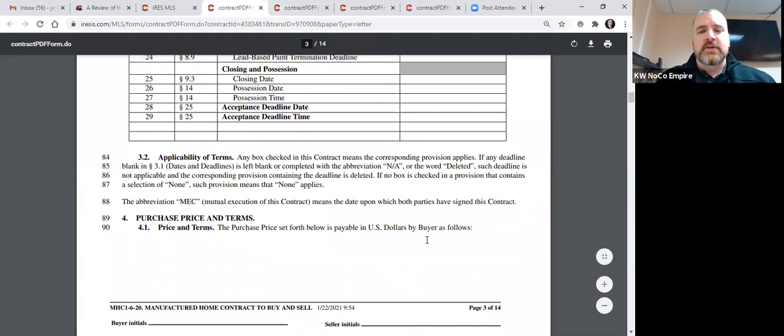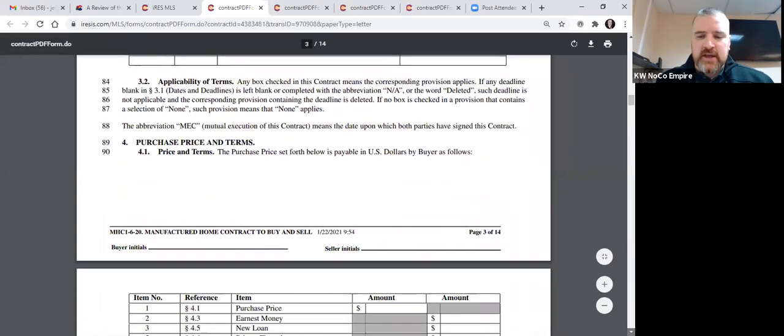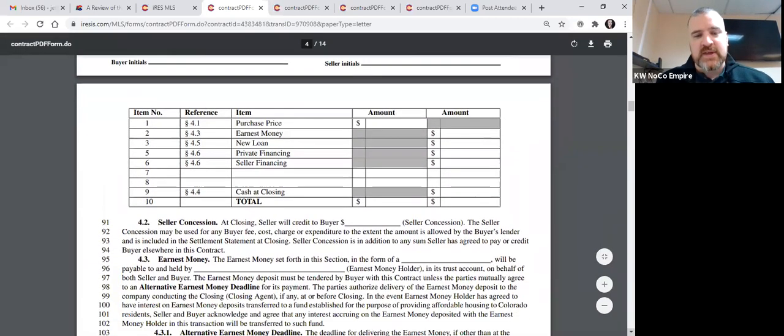Okay. So let's look at the terms real quick. The applicability terms, you guys know these things, nothing changes with respect to the applicability of the terms. Purchase price, right? You guys are familiar with this. This really doesn't look any different. You've still got the purchase price here. So let's say $50,000 is what you're agreeing to. That means this bottom line should be 50. This bottom line should be 50.